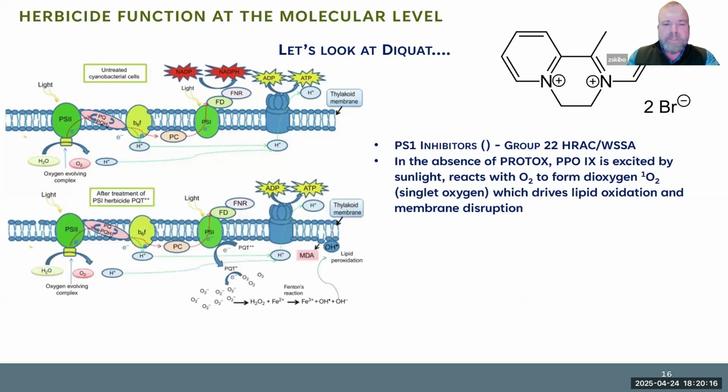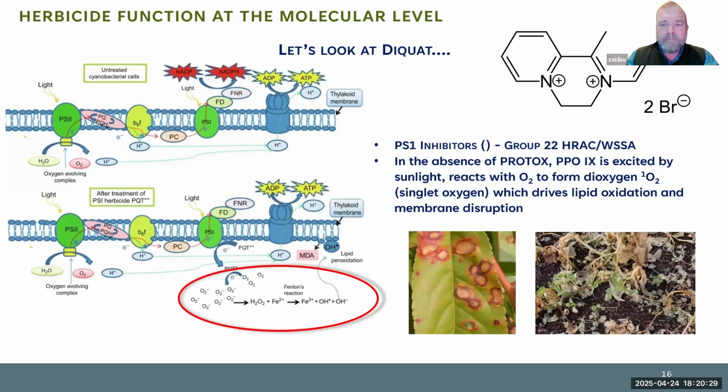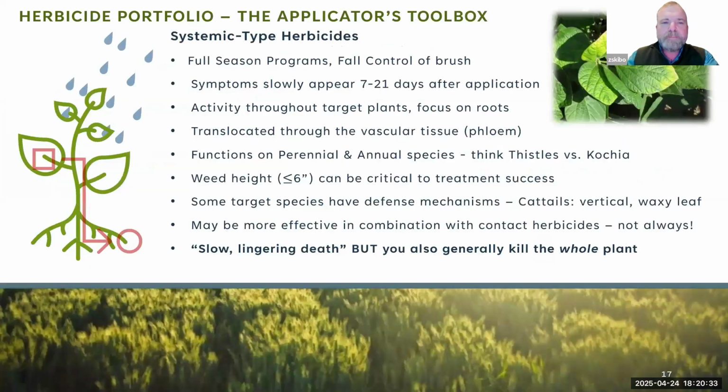Sunlight energy can't be stepped down anymore. We get all kinds of free radicals forming. Again, contact herbicide, symptoms on leaves, little droplets. You can see where the spray droplets actually were landing on this leaf. Very quickly, the plants burn down, and obviously right after this, they die.